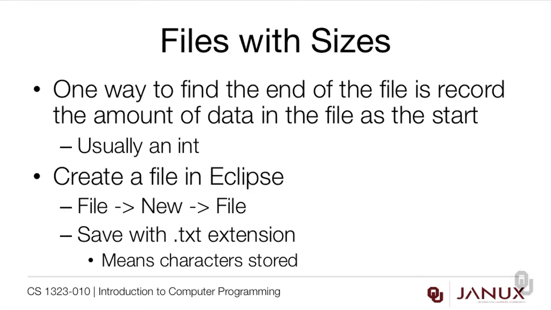So to create a file in Eclipse, you'll do File, New, File, and then save the file with the .txt extension. .txt means that characters are being stored. There's a different format, .dat, when data is being stored, but .txt is what we're going to use exclusively this semester. It's very important to get the correct extension on files so people know how to interpret the files. This is another way of determining the formatting.